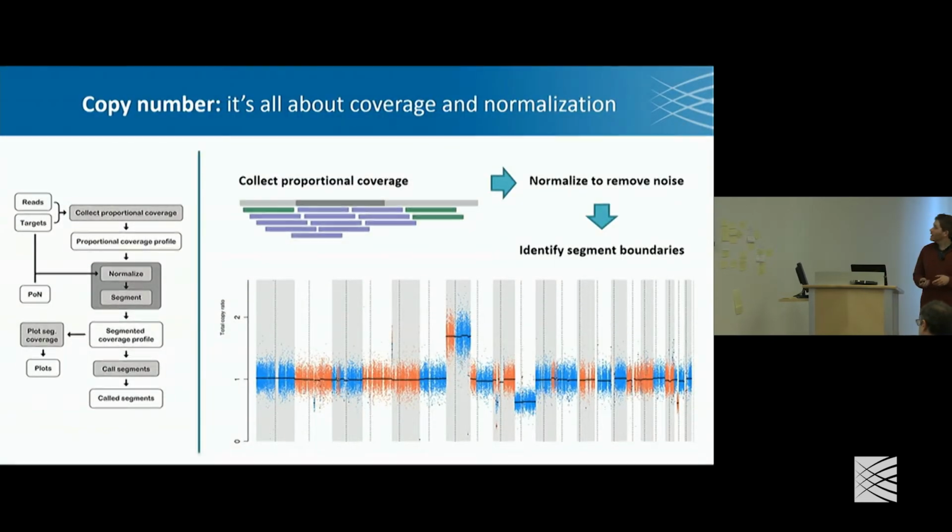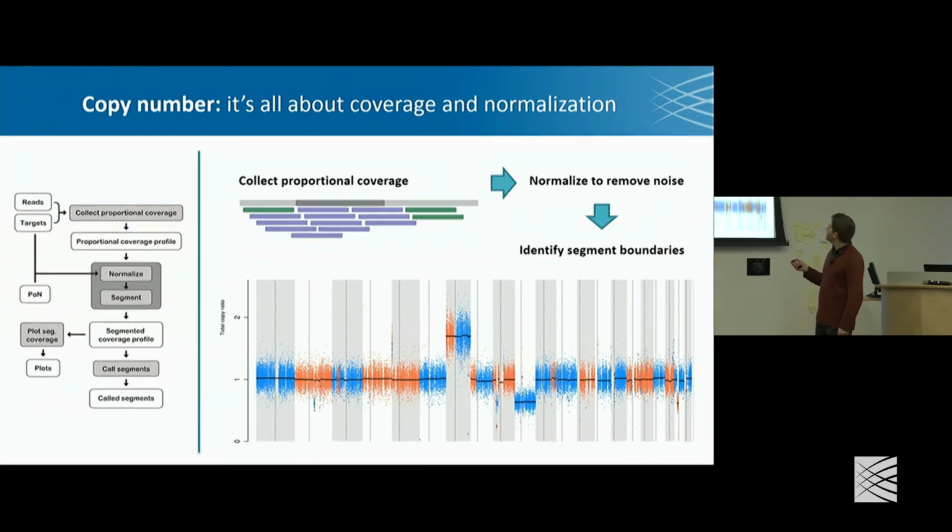So let's start first with collecting the proportional coverage. So let's say this bar is your genome. Your target is this dark gray. Essentially, all you're doing is counting the reads which overlap this bar. That's it. And you get a big file where all your bins and all of your targets have some kind of count. Then what you do is you normalize it. So if I had 100 reads total, and this bin had 50 reads, the proportional coverage would be 0.5.